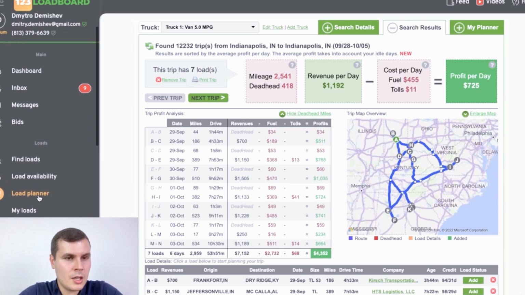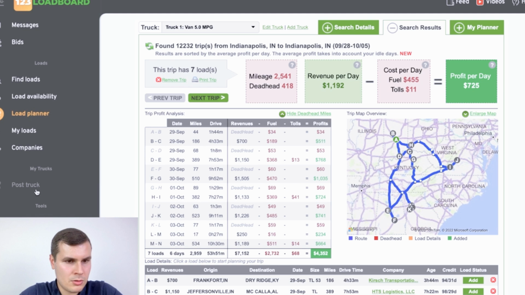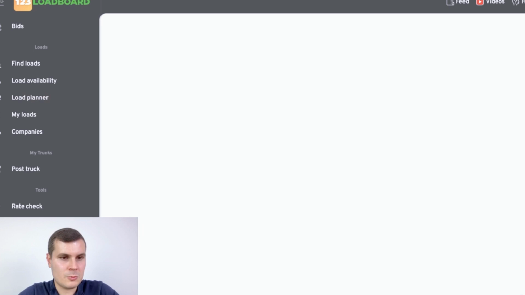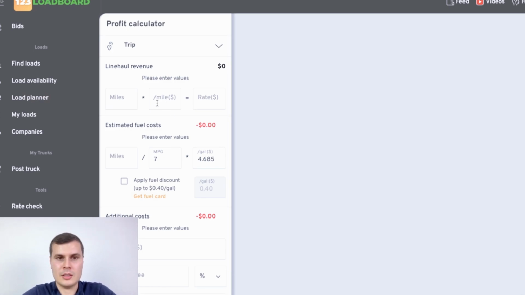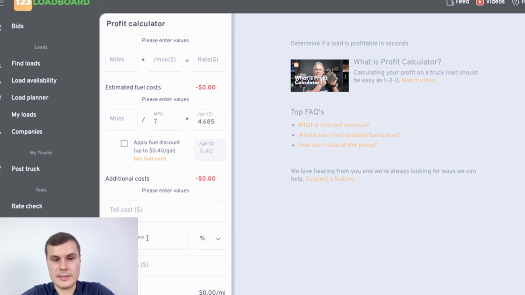What else do we have here on the 1 to 3 load boards? My loads, post trucks, rate check. Rate check is going to be the same as the quick rate lookup we just saw on DAT, so I can just input the pickup location, delivery location. It will give me average rates. Profit calculator, once again, I can input the mileage, how much I get per gallon, toll cost, even dispatch fee is available here.